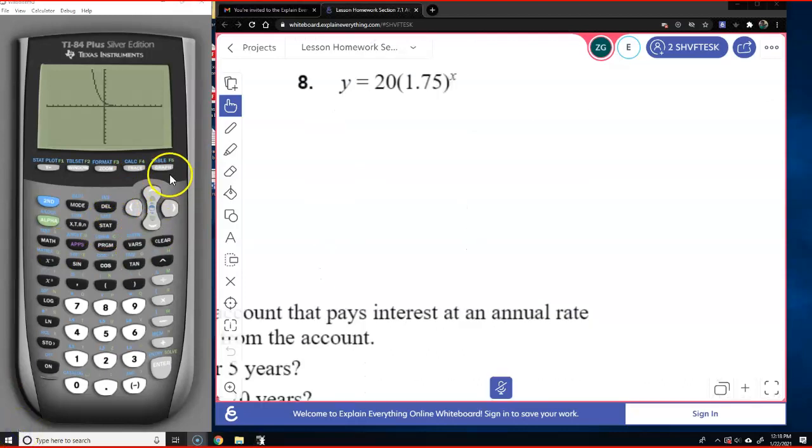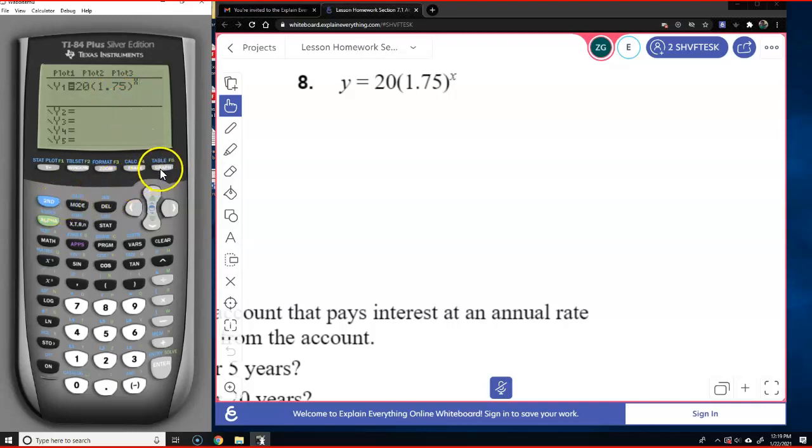If you look at number 8, we're going to go ahead and look at the graph. Y equals, we're going to type in 20 parentheses 1.75 raised to the power x. That 1.75 is greater than 1. That kind of indicates to you that it's a growth model.